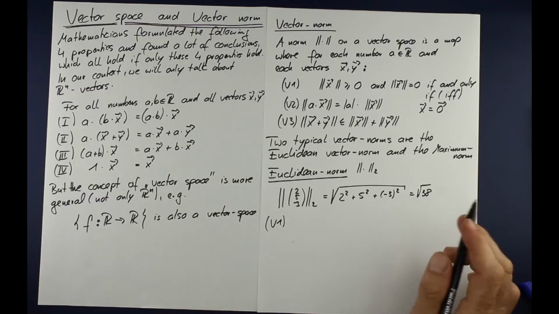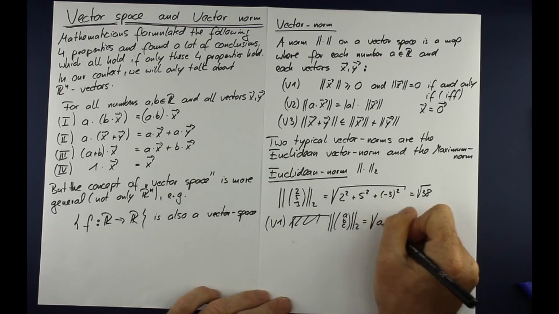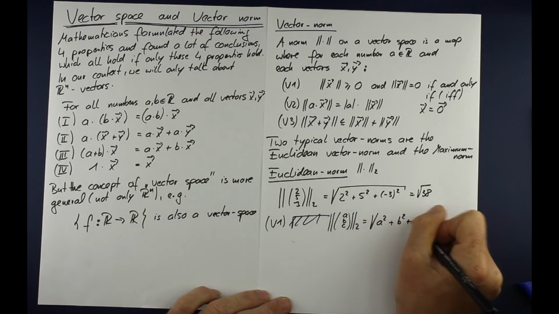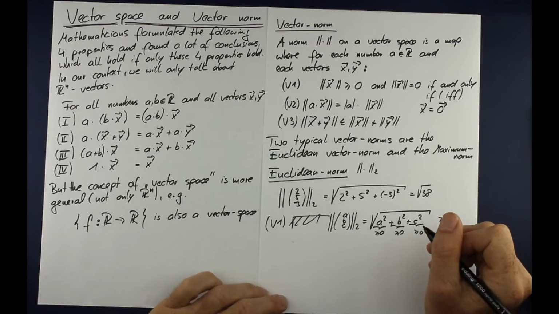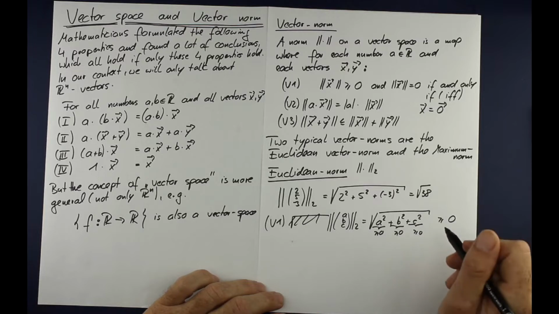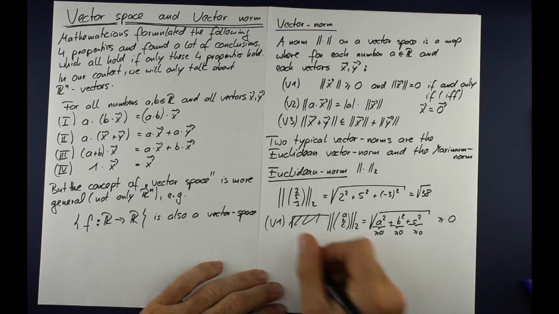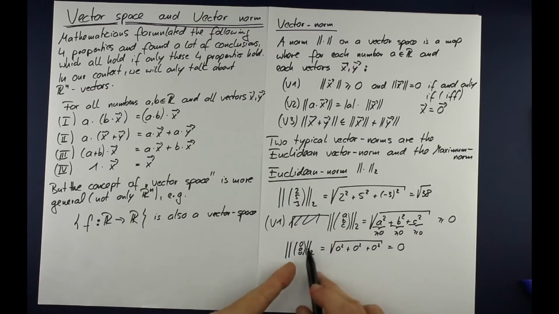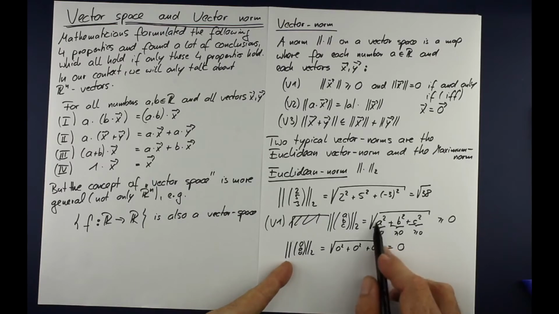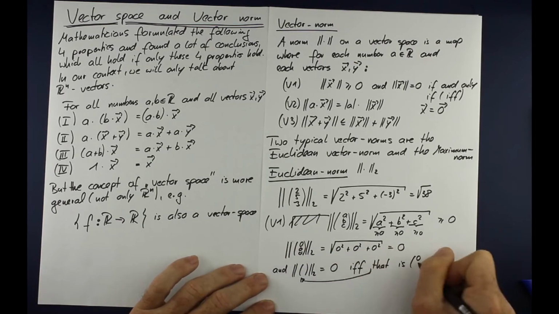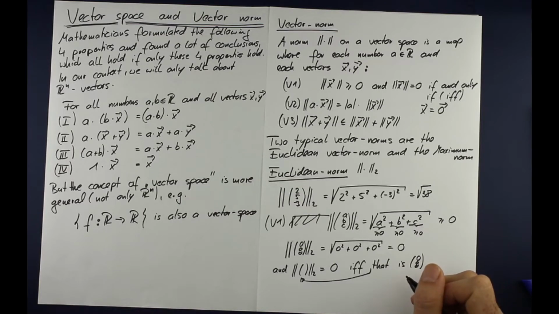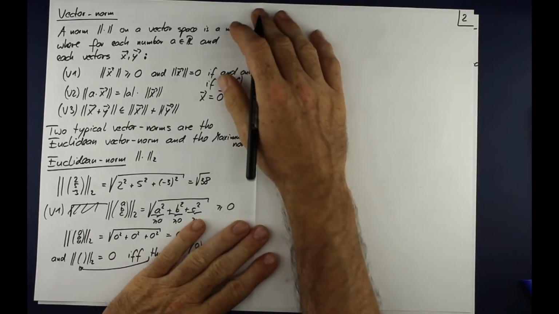This is the square root of a squared, b squared, c squared, and the answer is indeed at least 0. And 0 is a possible answer, but only if the input is 0. If one entry is not 0, you will get a positive number, and then the square root of that will not be 0. So this is indeed true. Okay, so V1 holds. And now let's check V2.